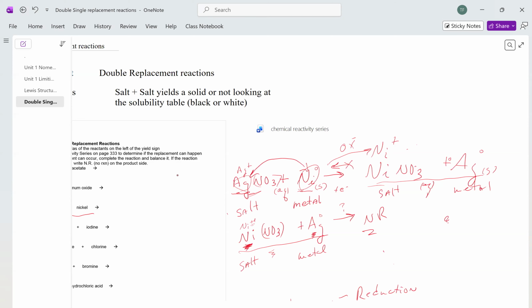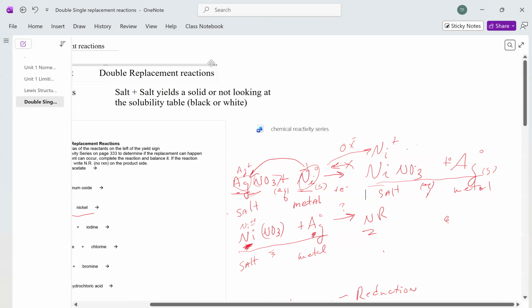Okay, well, that's it on single replacement reactions. And I'm sorry I was late to this. My wife needs, health-wise, to get back on track here. Okay. Any other questions? Okay, let's finish this.